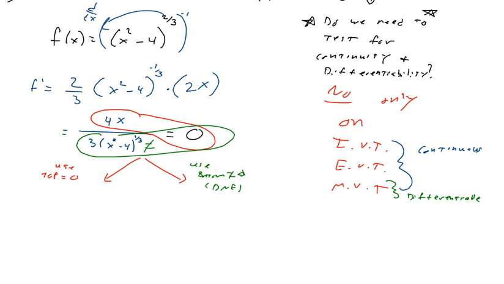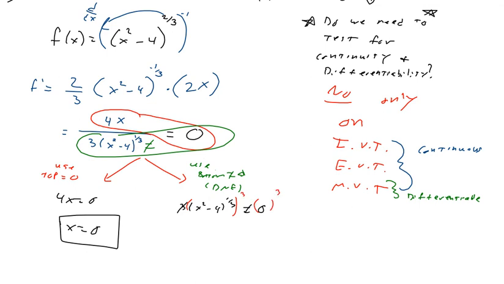Of course, 4x equals 0. That just means x equals 0. That's easy, done, no problem. That's a critical value of 0. Bottom part, well, we know that 3x squared minus 4 to the 1/3 cannot be 0. So I can cancel this 3. If I cube both sides to get rid of this 1/3 power, the 0 cubed is still 0. So really the only thing I care about is x squared minus 4 can't be 0, or what values I'm not allowed to be.